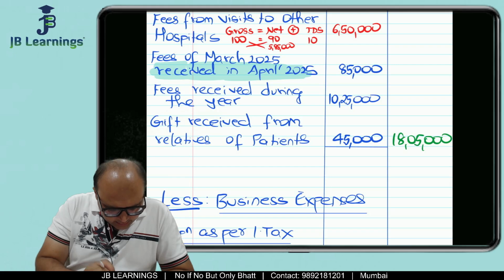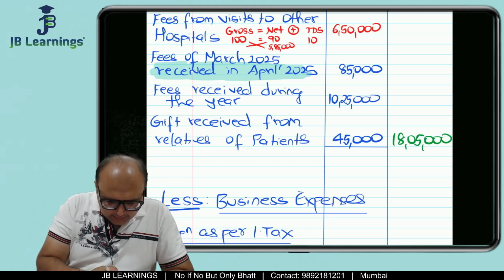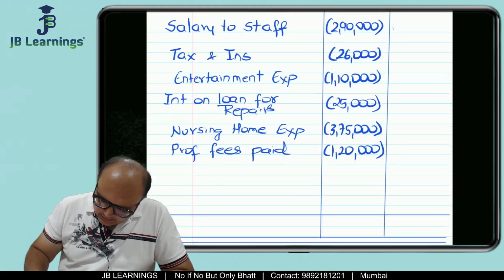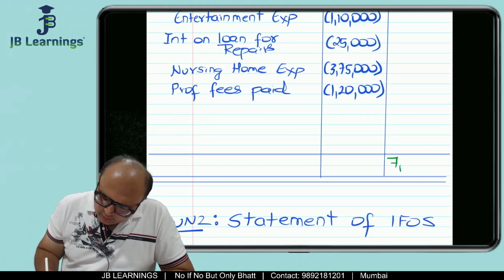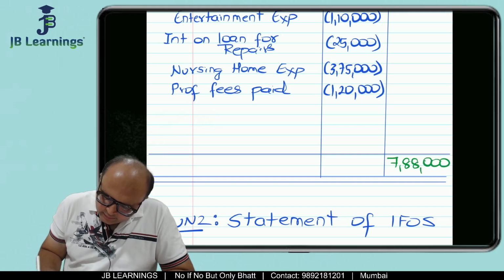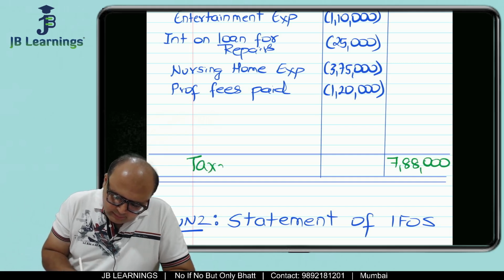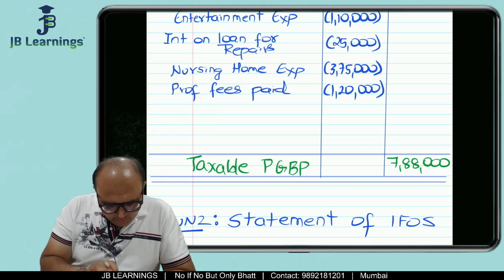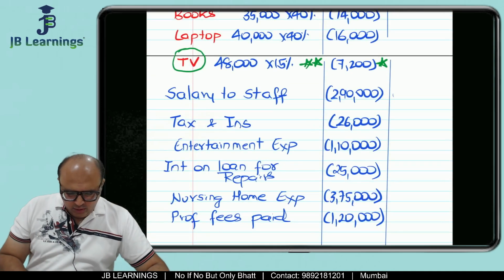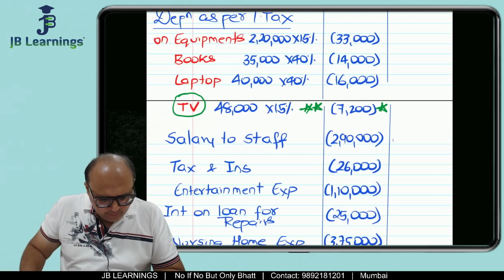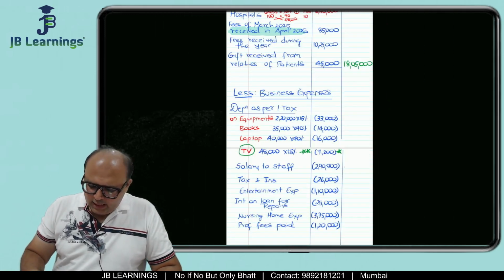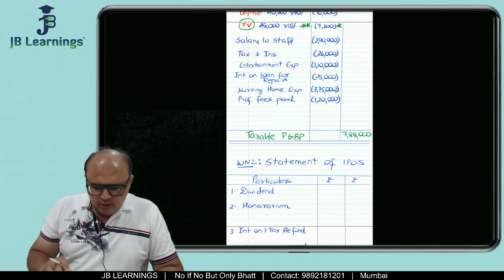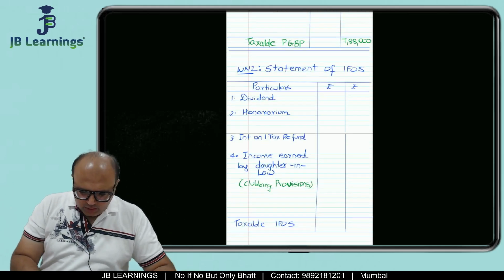The final answer is, I think, 7,88,000. So this final answer which you get in the outer column is 7,88,000. So this is your taxable PGBP. All right. So your depreciation and everything else, the outer column is 7,88,000. Correct.